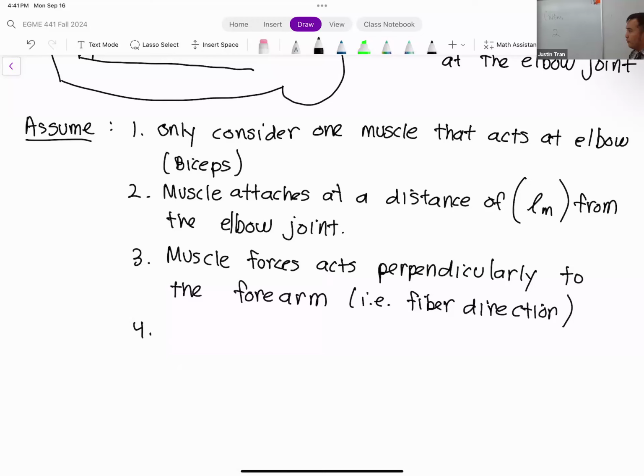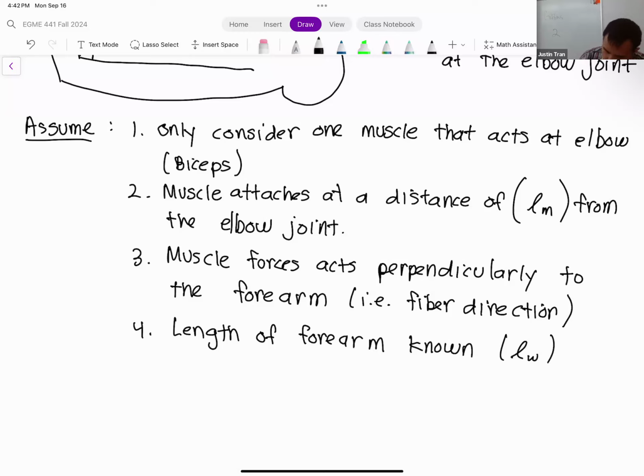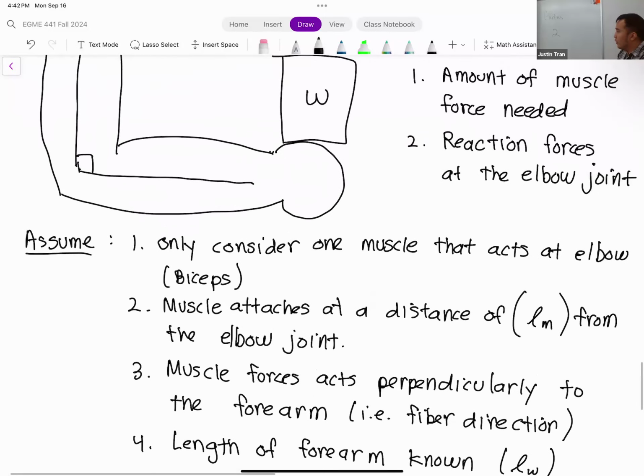All right, and the fourth thing that we're going to assume is that in addition to the weight that's at the end of the arm, we also know the length of the forearm as well. Actually, let me make that number 4. So we'll call that LW. Right, and so another way that you can interpret that is that the distance between the weight and the elbow joint is LW.